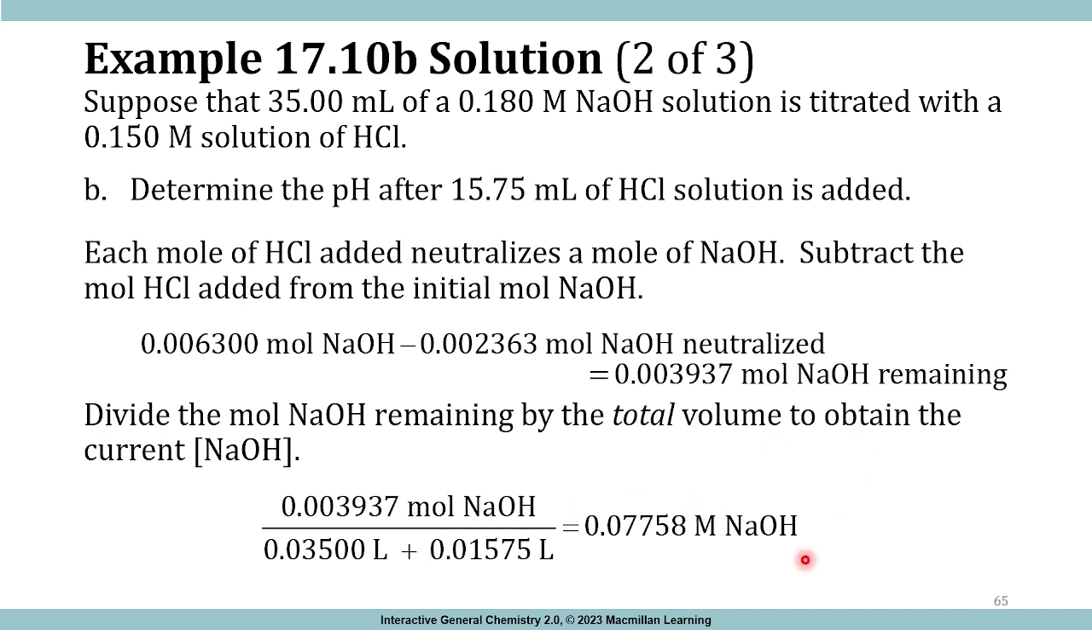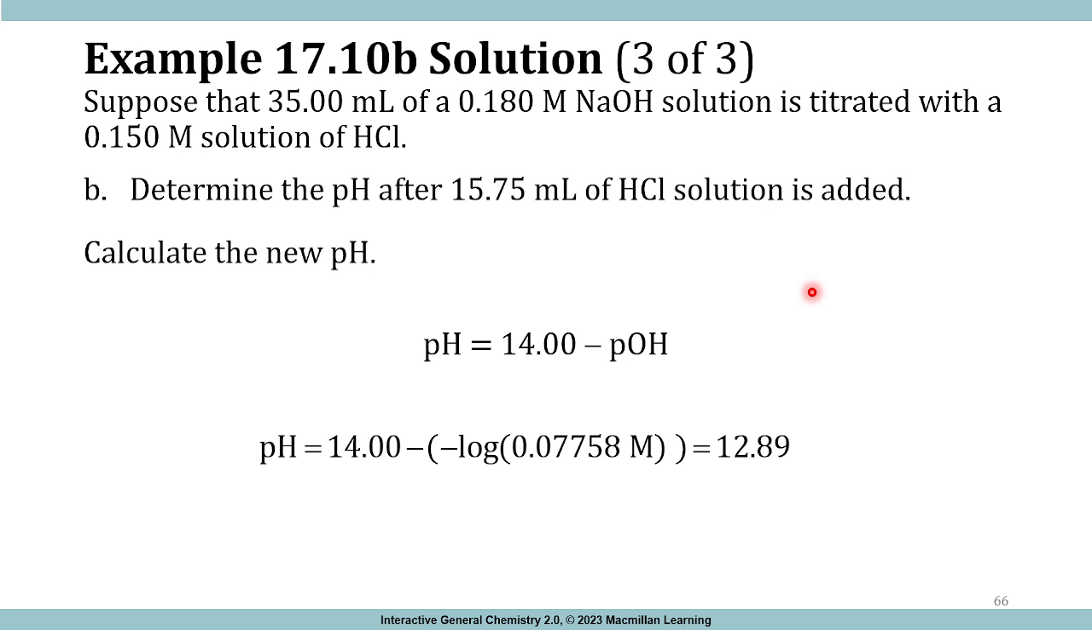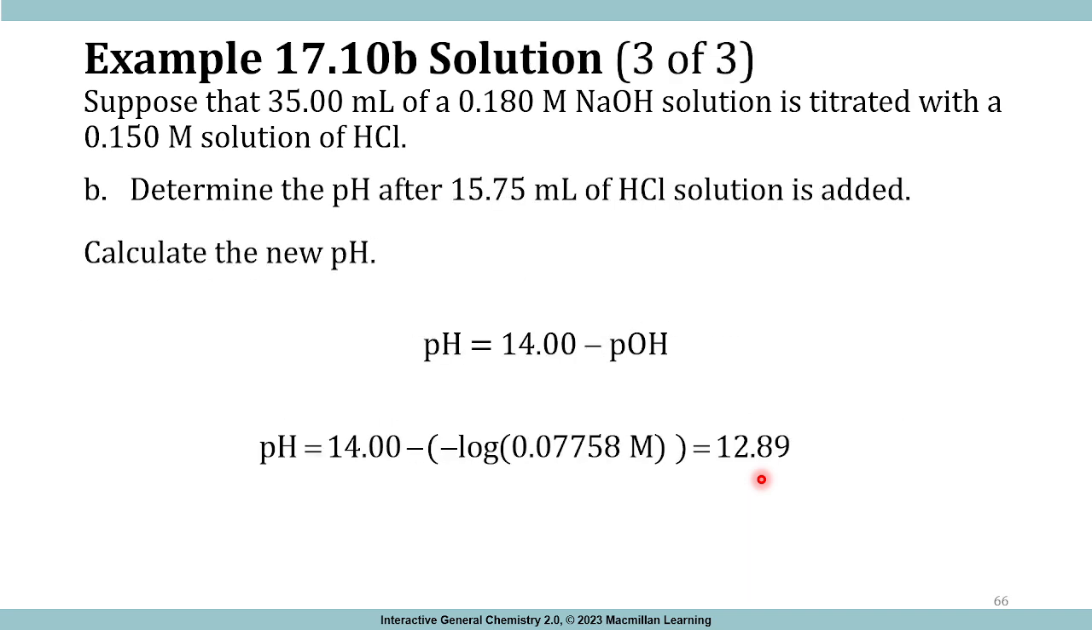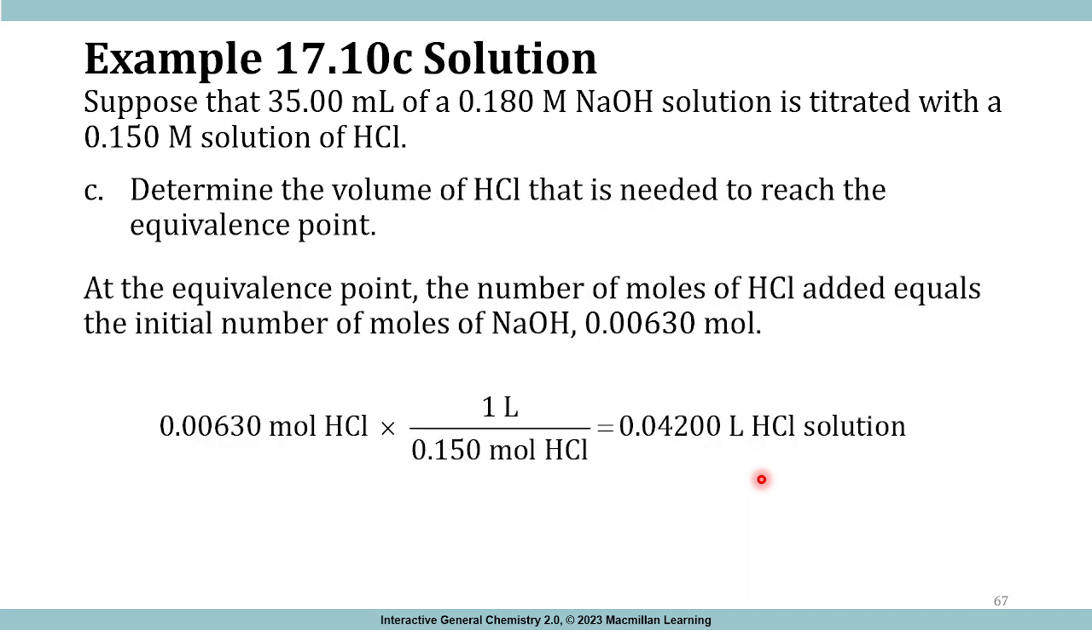Once we do that division, that will give us our molarity of NaOH, which is 0.07758. Next thing we need is the pH. So we're going to take 14 minus the negative log of that concentration we just got. That will give us the pH. So now we have a pH of 12.89. Notice here that our pH did what? We added acid, so it went down, didn't it? And that makes sense. Again, you always want to double check that because that's how you know I didn't accidentally switch a sign.